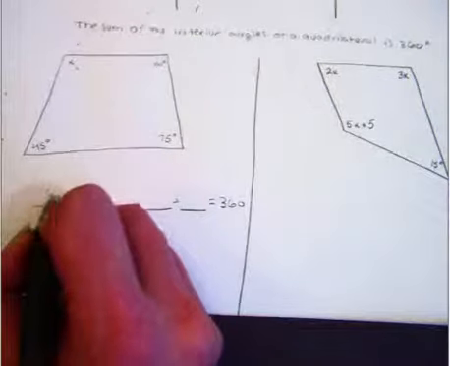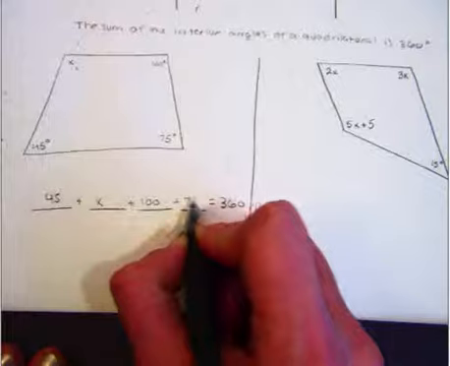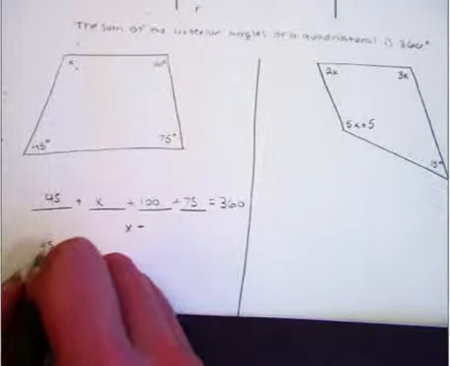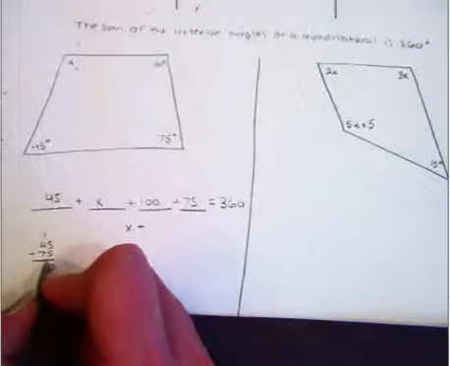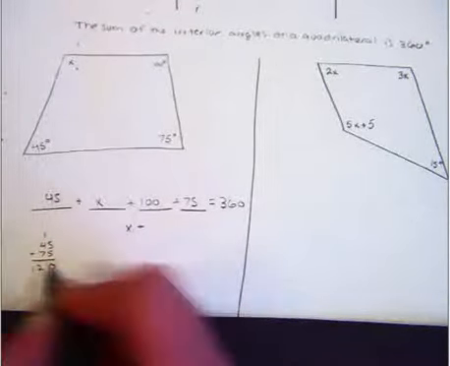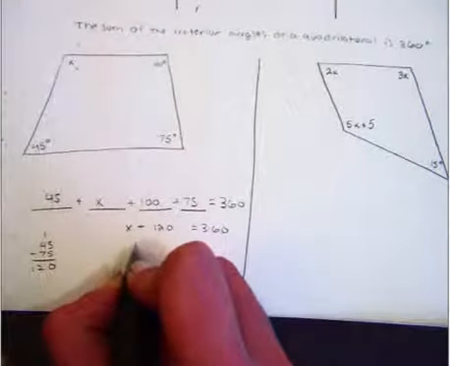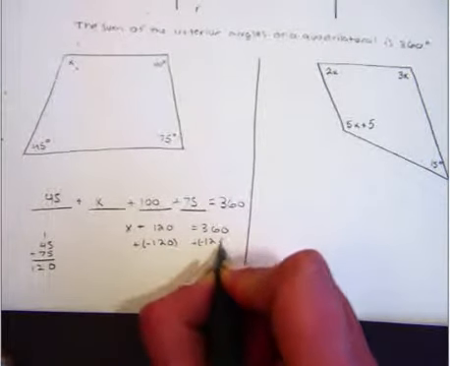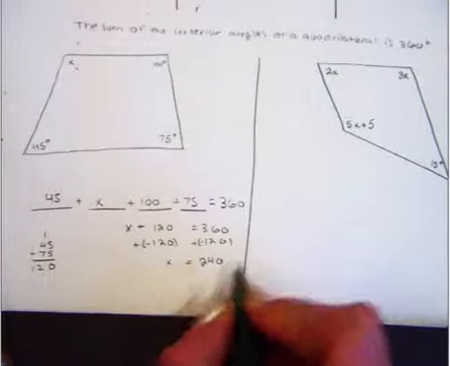And my 4 things are 45, x, 100, and 75. Let's combine like terms. End up with x plus 120 equals 360. Add the opposite of the addend. And I end up with x is equal to 240.